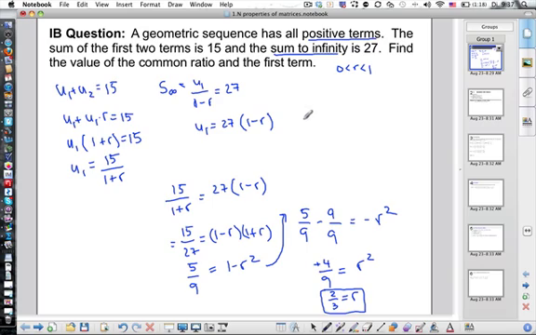All right, so now we can go back and find the first term. Where's the best one to do that? u1 equals 15 over 1 plus 2/3. 1 plus 2/3 is right here. 15 over 3/3, so that's 5/3. And then u1 is 15 times 3/5, which is 3 times 3, that's 9. And there you go. Fast IB question on geometric sequences.